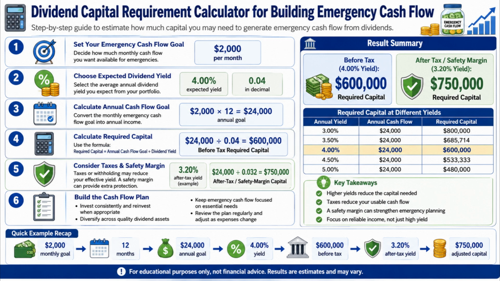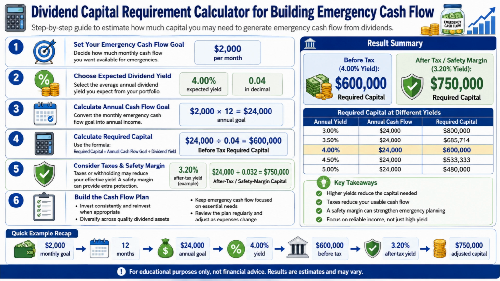In this video, we will discuss the Dividend Capital Requirement Calculator for building emergency cash flow and how to estimate the capital you may need to generate emergency cash flow from dividends. To begin with, the first step is to set your emergency cash flow goal. In this example, the target is $2,000 per month.